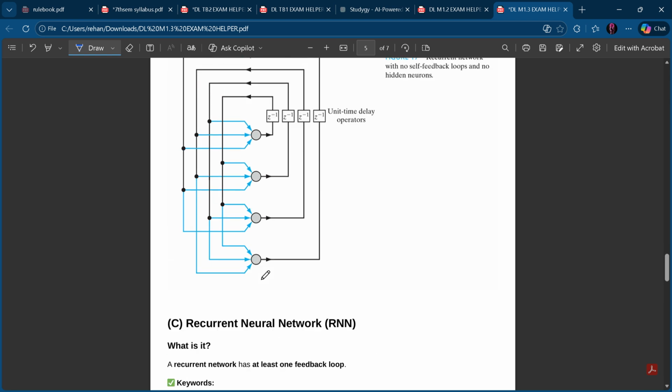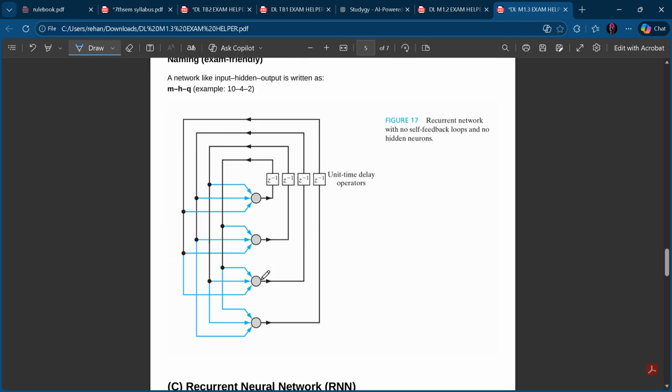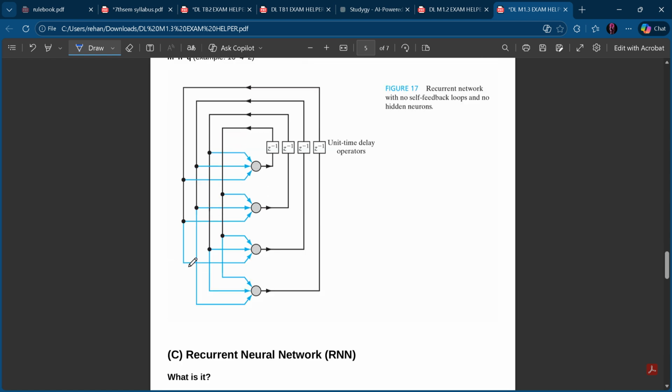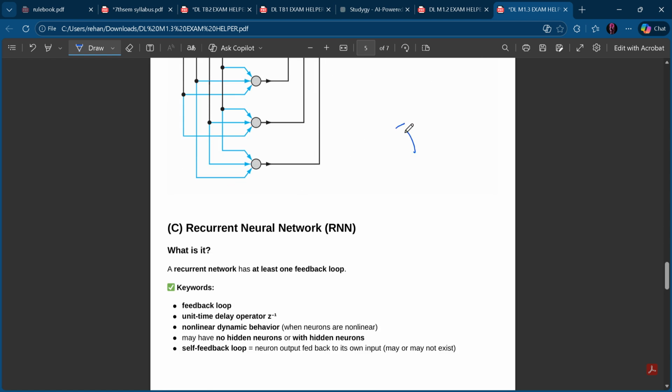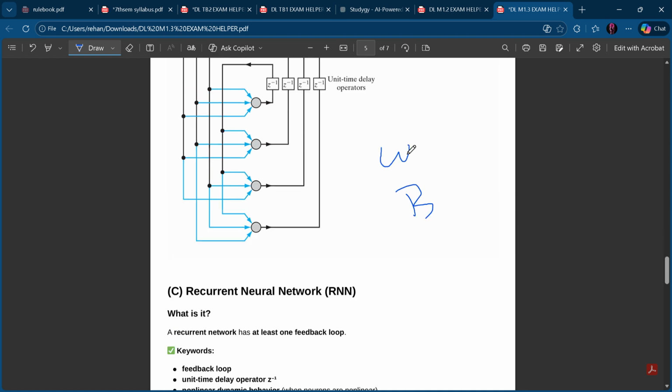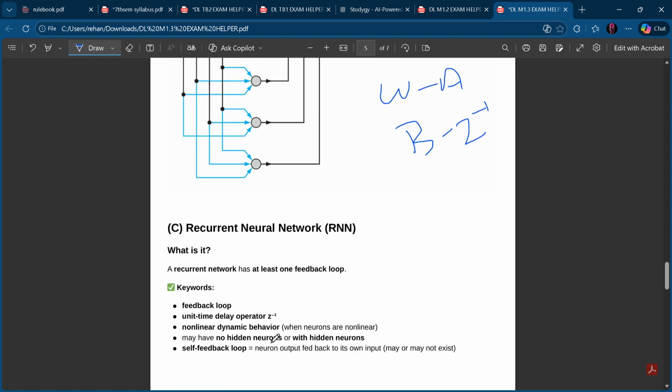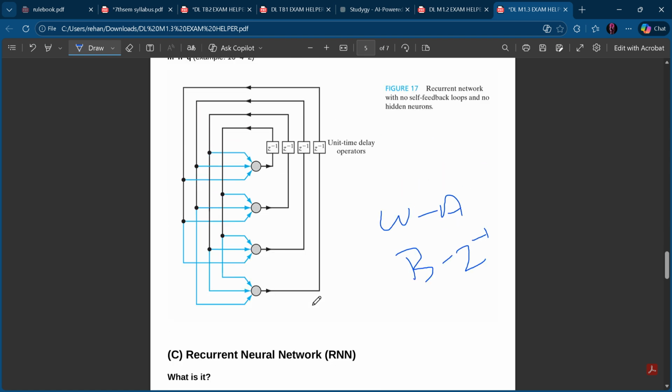Then you have the recurrent neural network. A recurrent neural network will usually have feedback in processing. Z inverse is the unit time delay operator, we saw that earlier. If you have not seen this, you have to see the feedback video. It's very short, you'll understand everything very fast. A recurrent network has at least one feedback loop, at least one.